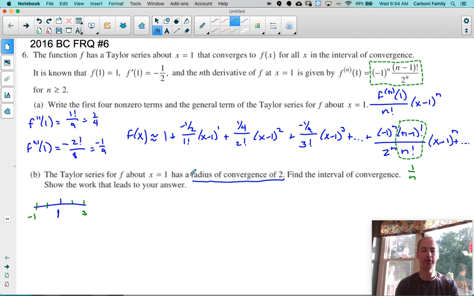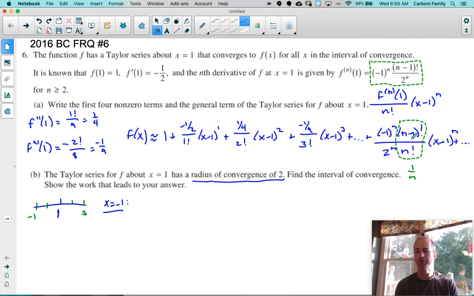All we have to do now is test those endpoints to see if this series converges at negative 1 or if it converges at 3. So I'm going to test those. So if x equals negative 1, I would have the series, and now I'm going to my general form here.